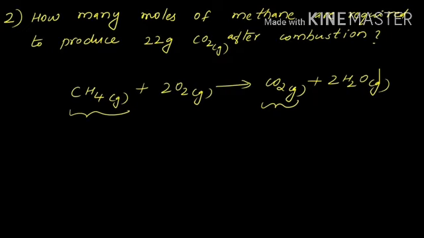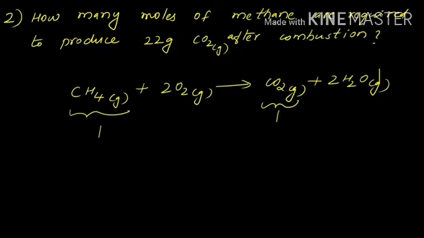Okay, first you need to write the number of moles of the reactant and the products. CH4, how many moles of CH4 are present over here? 1 mole of CH4 is undergoing combustion, right? So 1 mole of CH4. How much carbon dioxide is produced over here? Again 1 mole of carbon dioxide is produced. So it's clear that 1 mole of CH4 is producing 1 mole of carbon dioxide.